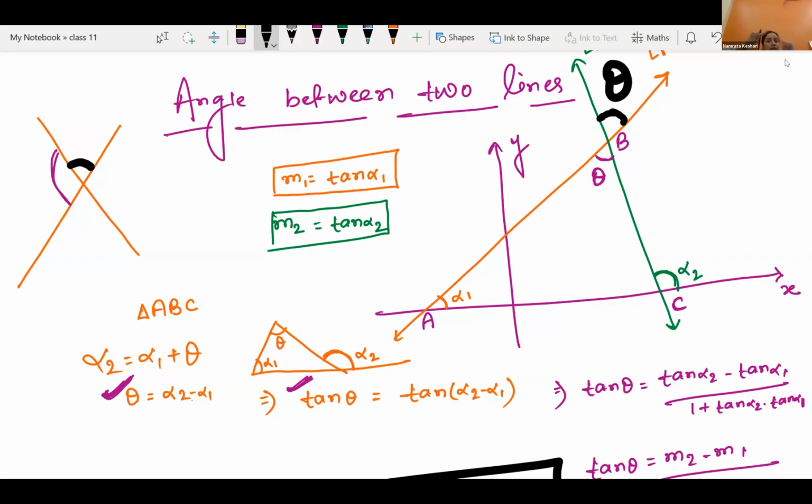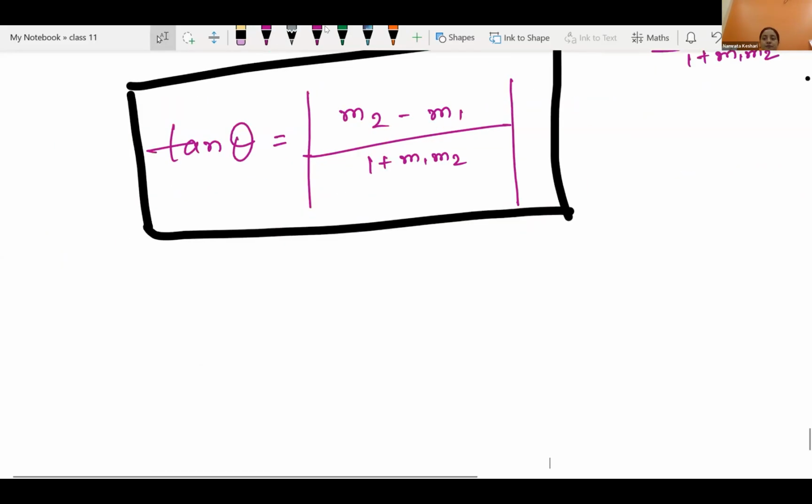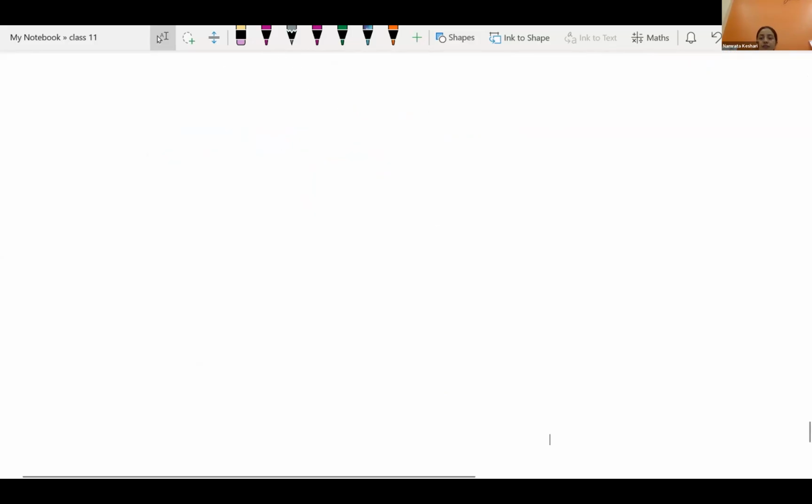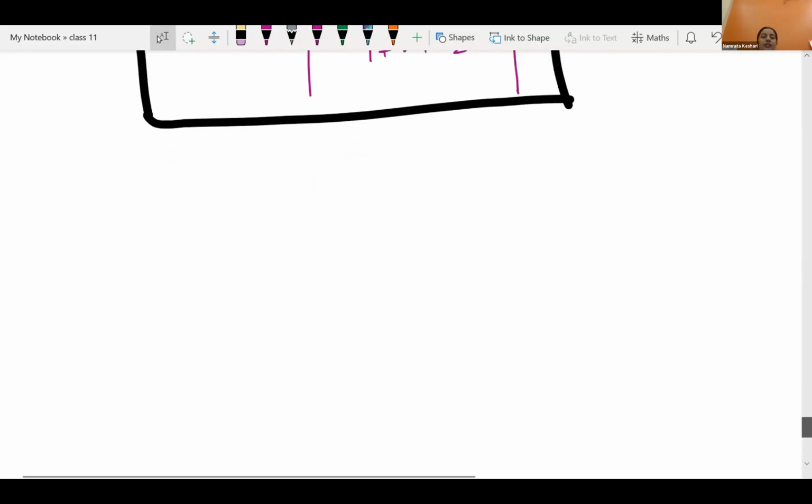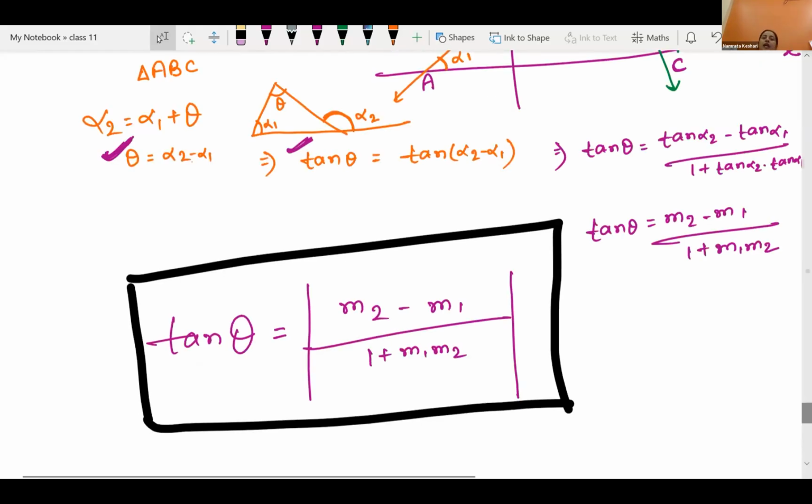Between the two lines L1 and L2, two angles can be formed, either that theta or this phi. So we thought let's find theta first. With the help of the triangle, we got one relation between theta, alpha 1, and alpha 2, and we took tan on both sides and got the formula. Is it clear to all of you? Yes, ma'am. This is the formula for finding the angle between two lines.